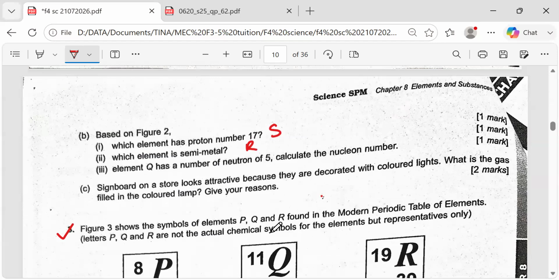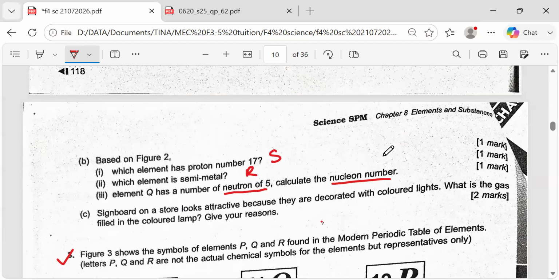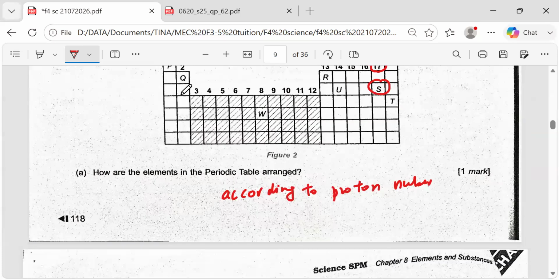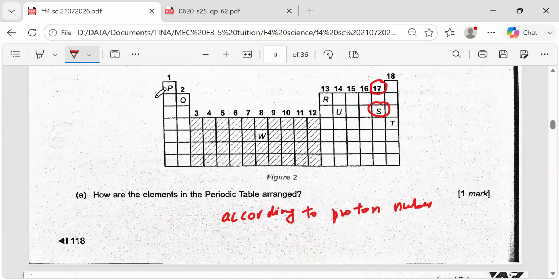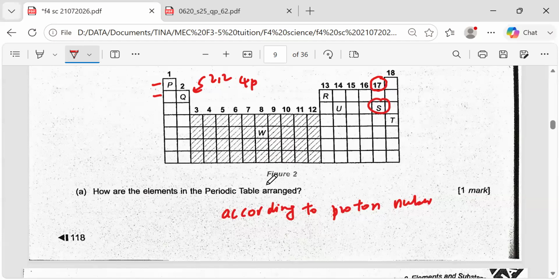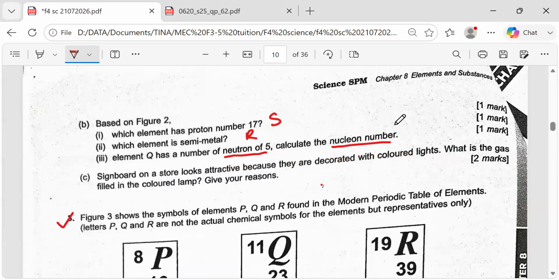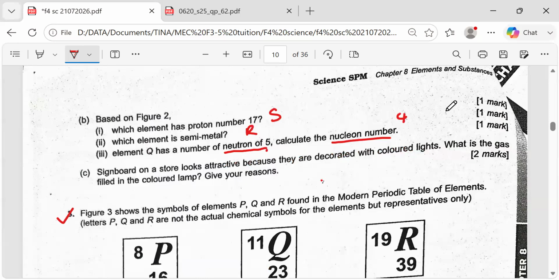Element Q has a number of neutrons of 5. Calculate the nucleon number. Element Q is electron arrangement 2, 2. Correct? So it has 4 protons, 4 electrons. So the question says it has 5 neutrons. So 4 plus 5 equals 9. So the nucleon number is 9.